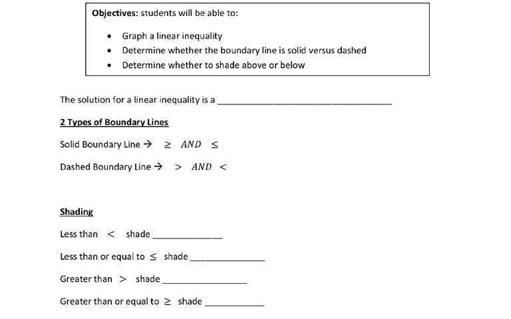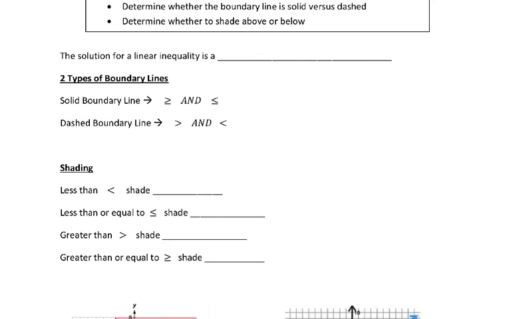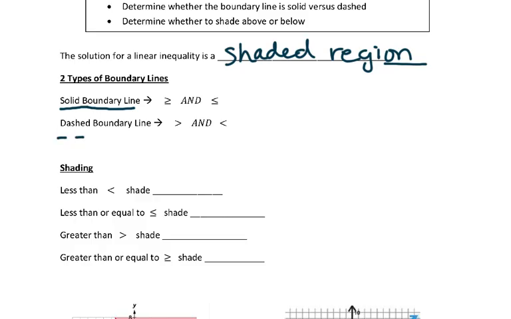So first thing we want to talk about is the solution for a linear inequality is a shaded region. It will not be just the boundary line this time. It will be the boundary line plus an entire region that we decide to shade. Now there's two types of boundary lines. There's what we call a solid boundary line, and that's when we have greater than or equal to or less than or equal to. And then what we have is called a dashed boundary line, and that's when we have a greater than or less than.